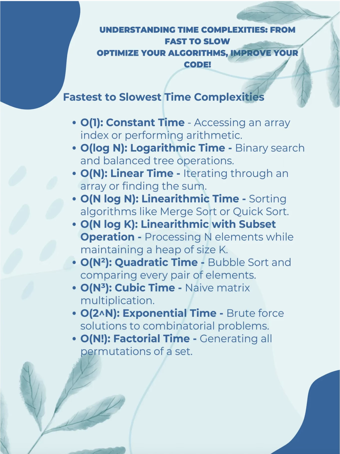Finally, O(n!). Factorial time represents one of the slowest complexities. This occurs when generating all permutations of n elements. For example, solving problems like the Hamiltonian path using brute force. While fascinating, factorial time is limited to extremely small input sizes as the runtime explodes with even a modest increase in n.